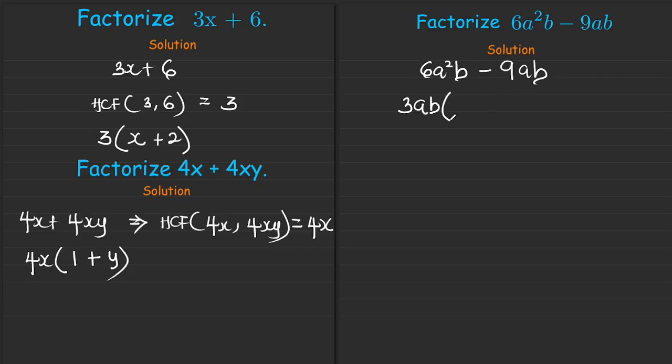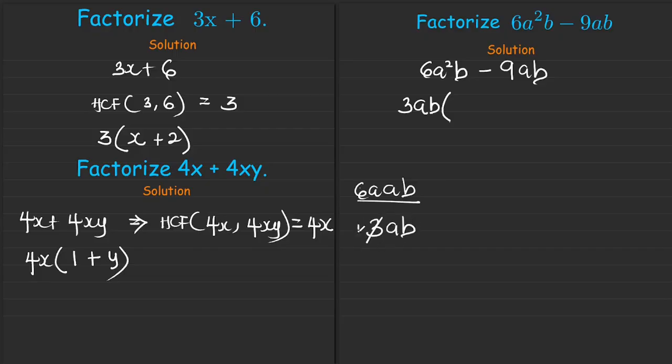We now introduce our bracket, and then we divide each and every term by our highest common factor. For the very first one, which was 6a squared b, which can also be written as 6aab for simplicity's sake, so that you can easily cancel out, you are dividing it by 3ab.